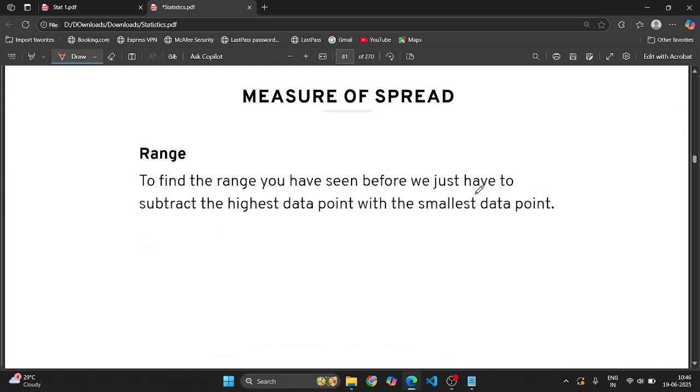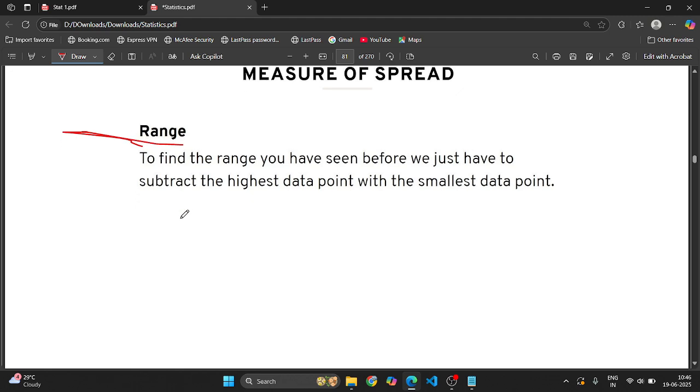First, we will talk about the range. To find the range, as you have seen before, we just have to subtract the lowest data point from the highest data point.